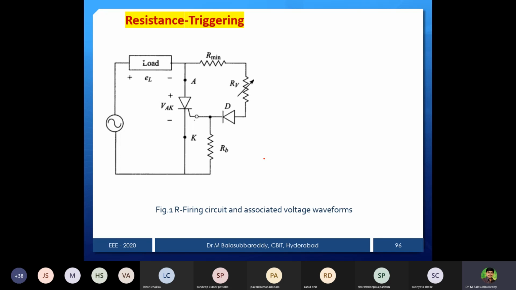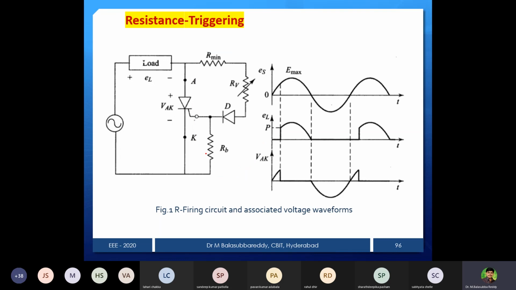For that we require some additional circuit. That additional circuit portion is this one. This portion is required to pass the IG minimum. Here our intention is to pass the gate current, and that value must be IG minimum. Now we'll see the explanation. These are the waveforms. This one is the circuit and this one is the waveform. Now, how is the device going to be triggered?